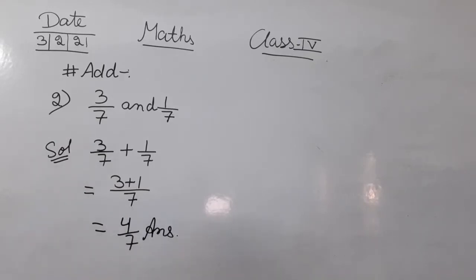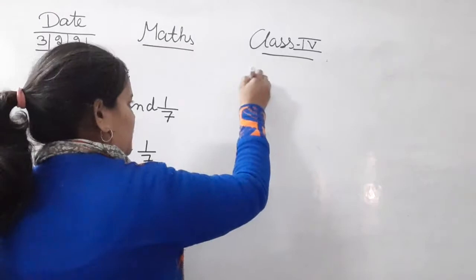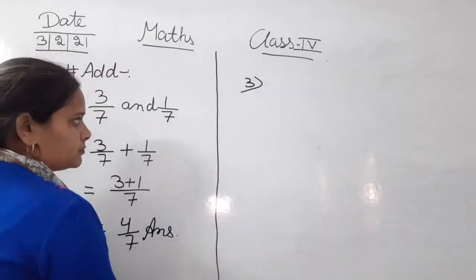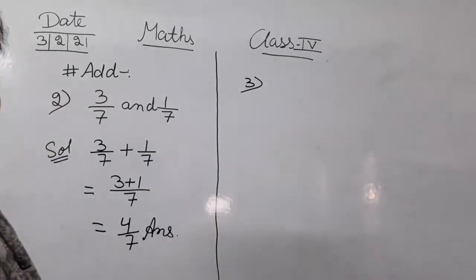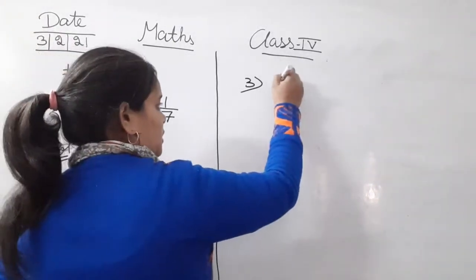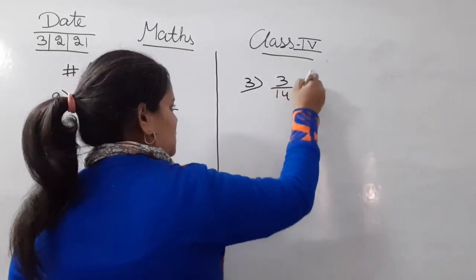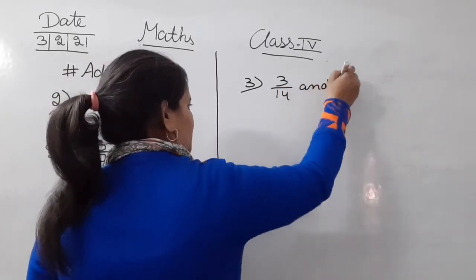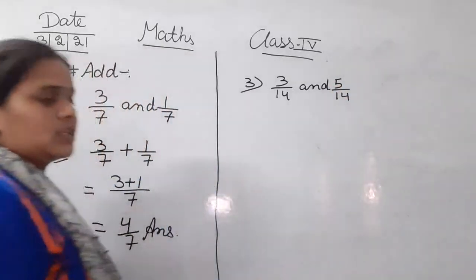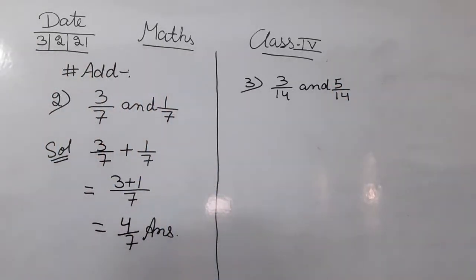Okay. Let's move to the third question. The third question is 3 upon 14 and 5 upon 14. Let's add them both, 3 upon 14 and 5 upon 14.